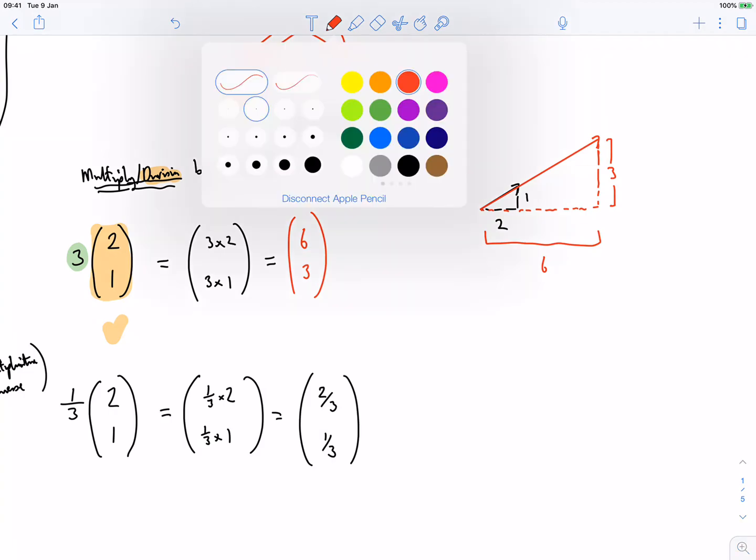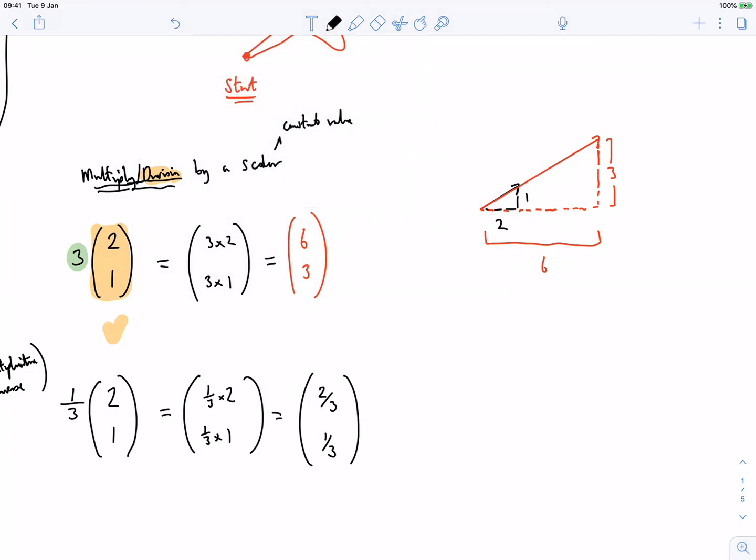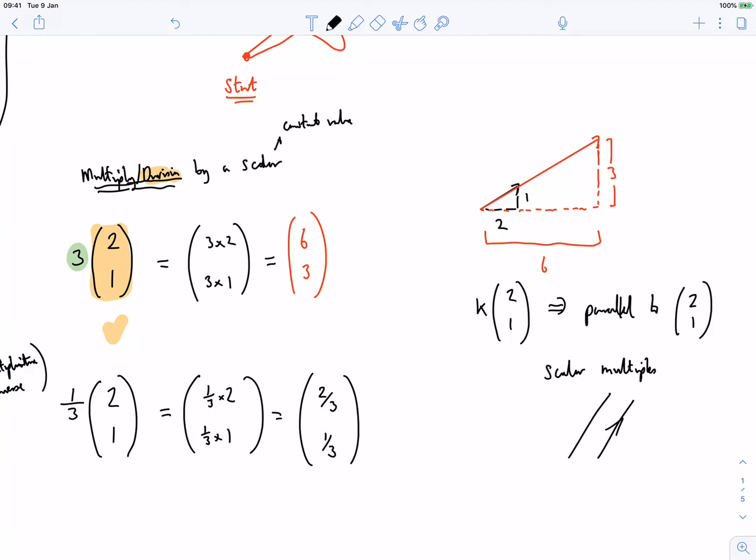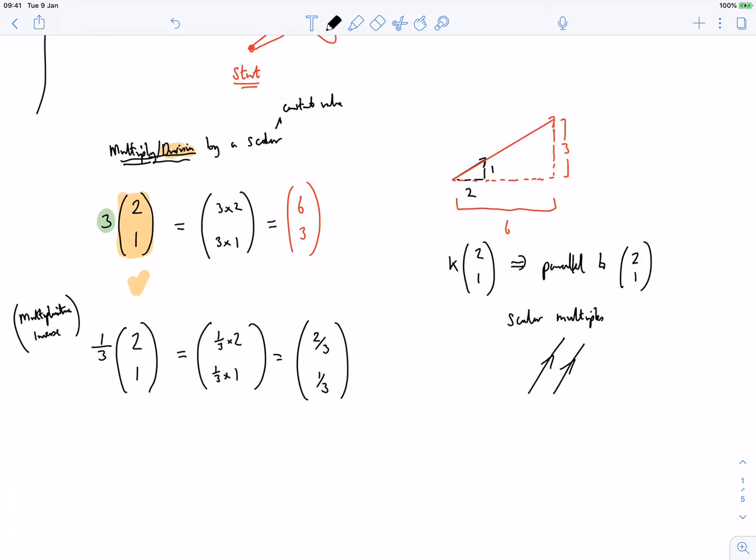Well, in actual fact, whenever a vector, let's say 2, 1, has a multiple in front of it, this is parallel to 2, 1 as well. When vectors are multiples of each other, and what we call scalar multiples, i.e. you've just multiplied by a single value, then they're parallel. That means they run in the same direction. That's really important.